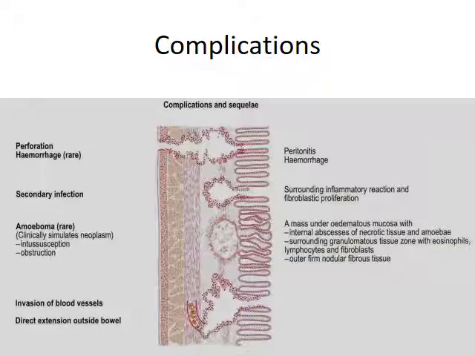Now, as the amoeba invades the large intestine, it starts causing complications. For example, it might perforate the intestine and cause peritonitis and hemorrhage. It might cause fulminant amoebic colitis, which results from generalized necrotic involvement of the entire large intestine. It might cause secondary infection to other organs, and also a diffuse pseudotumor-like mass of granulomatous tissue could be found in the rectosigmoidal region, which is called amoeboma.